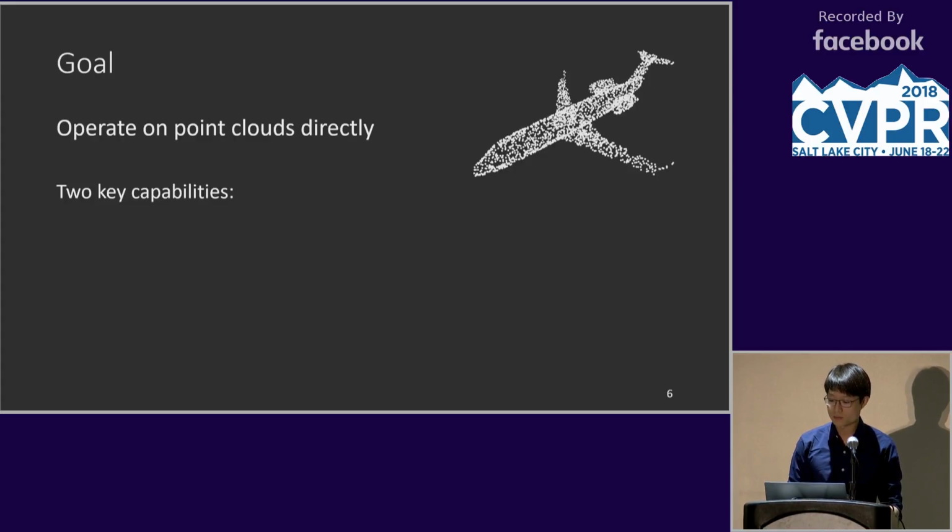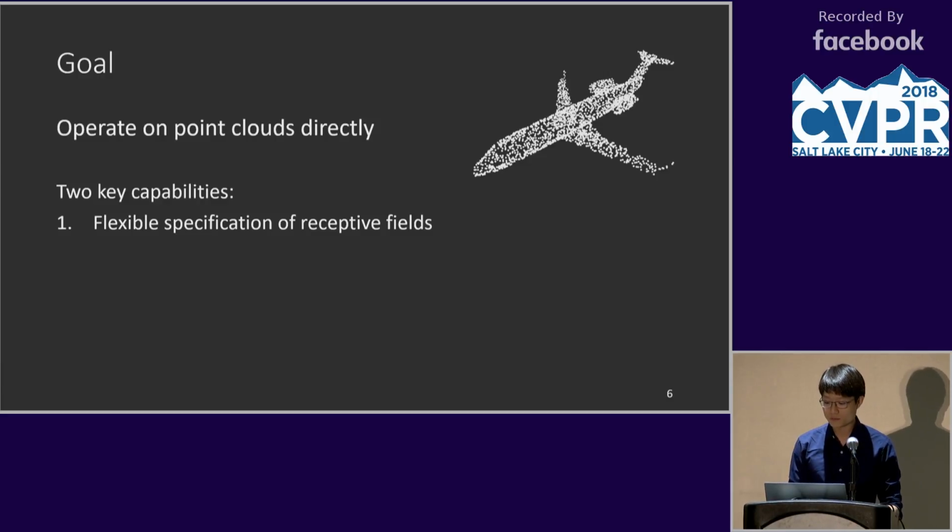There are 2 key capabilities that we found lacking in previous work and that we emphasize in our design. The first one is a flexible specification of filter receptive fields. It is well understood in 2D CNNs that using different filter and receptive field sizes allows capturing information at multiple scales. This can also benefit understanding 3D shapes. For example, for the airplane shown here, while a smaller receptive field can capture its tail and engine, a larger receptive field is better suited for capturing the shape of the wings.